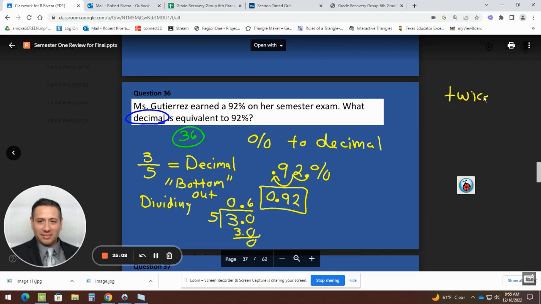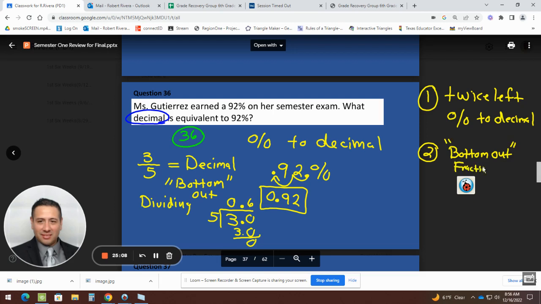Twice to the left, if you're going from percent to decimal, that's the first way. Again, if I want to go from percent to decimal, it's twice to the left. Move the decimal twice to the left, the way I showed you right there with that 92. The other way is from fraction to decimal, we call it the bottom out, which is really divide. It's just a little summary here, bottom out. That's when you want to go from fraction to decimal.